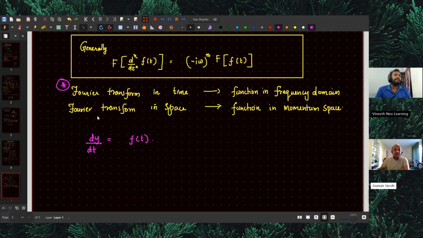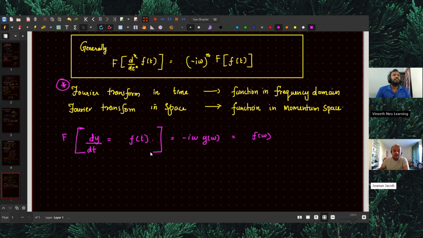Now the idea of Fourier transform is that if I take the Fourier transform of this whole equation, that will be equal to negative i omega y of omega equals f of omega. So what happened here? The derivative is gone.